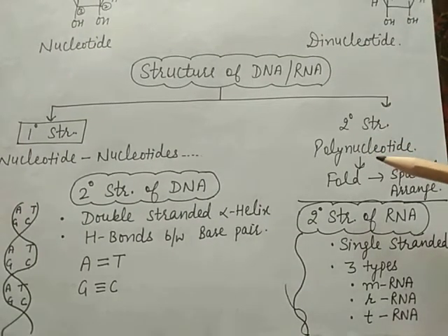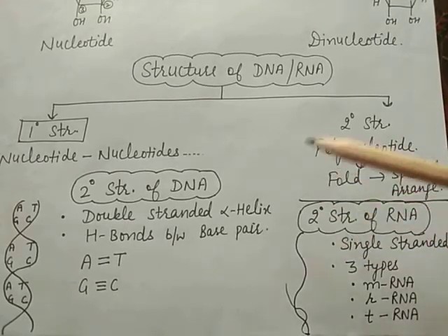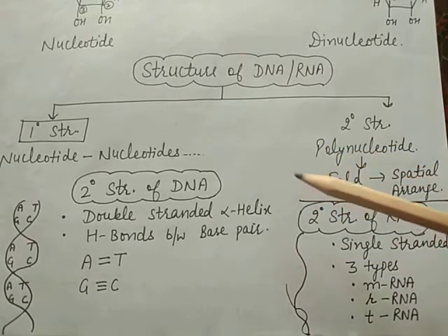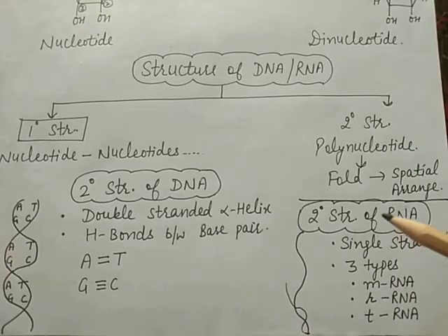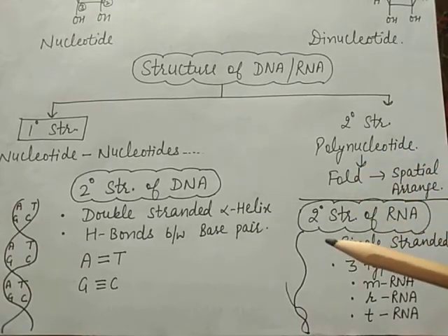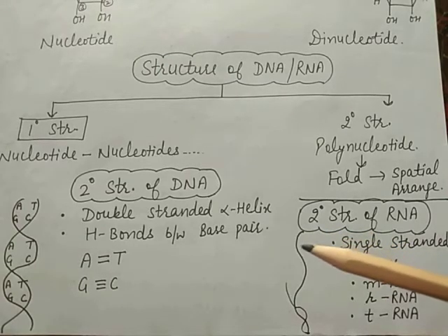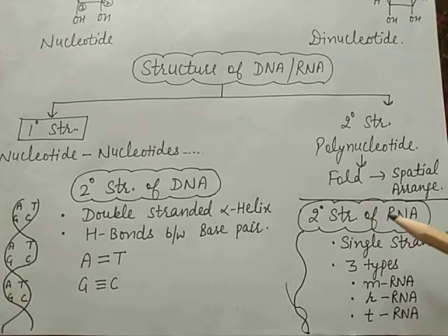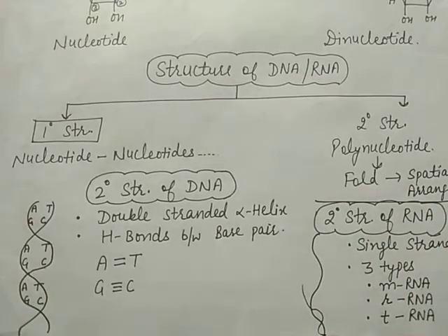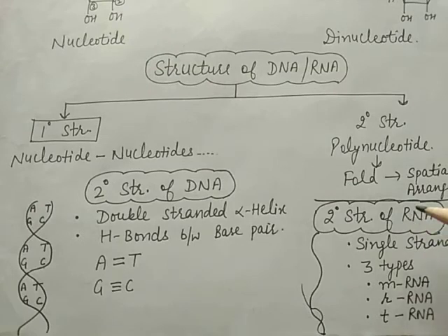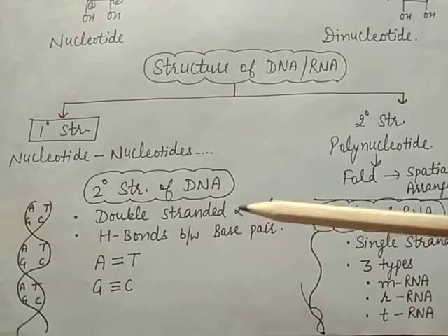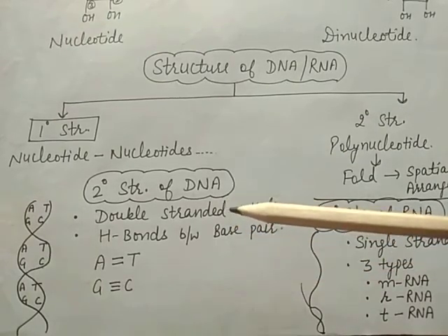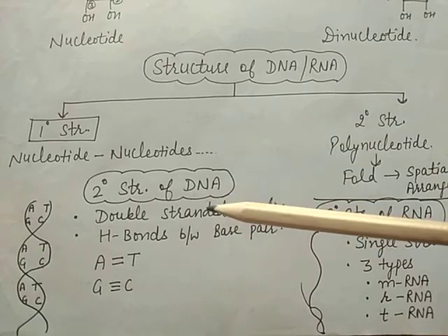Now the question arises: what is the main function of nucleic acids? Nucleic acids include DNA and RNA. What are the main functions? First, DNA is the basis of heredity, and it is also called the reserve of genetic information. But RNA helps in protein synthesis. Next, DNA is responsible for maintaining the identity of different species of organisms.